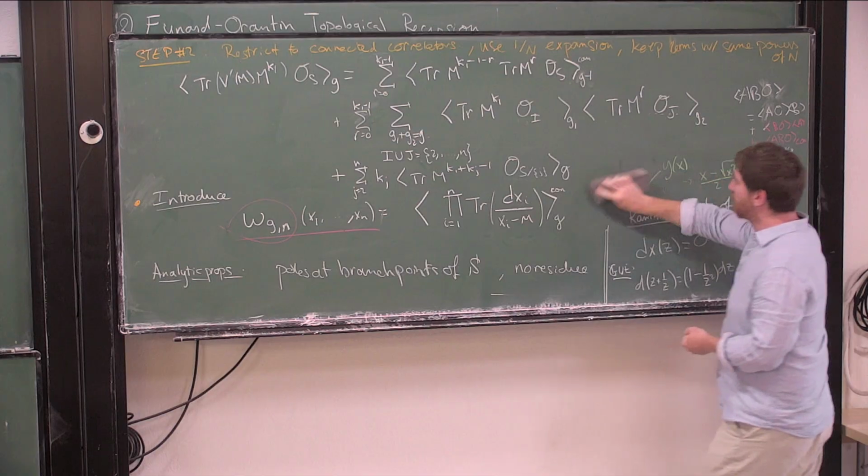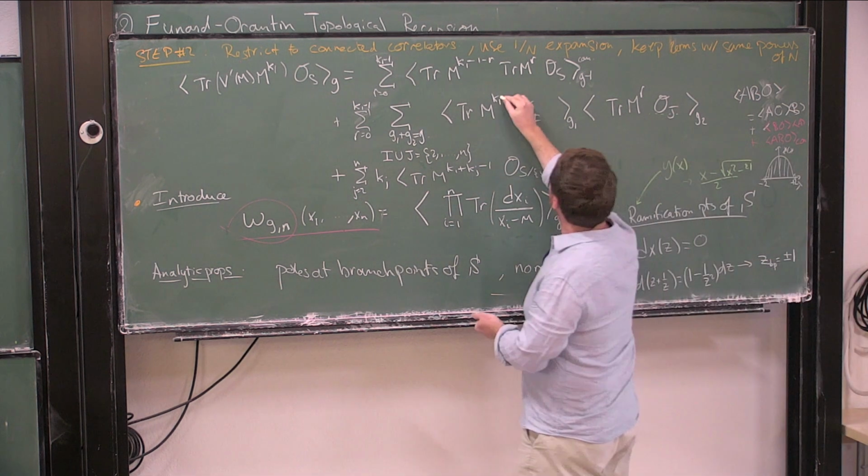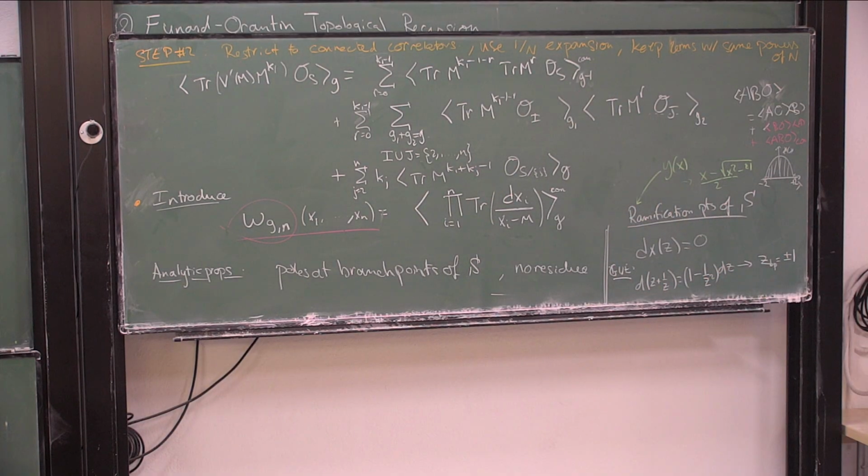In the second term, when decomposing the expectation value, why isn't it like K1 minus R? Oh, it definitely is, sorry. It's just the way of splitting these two terms. Okay, I just wanted to make sure.